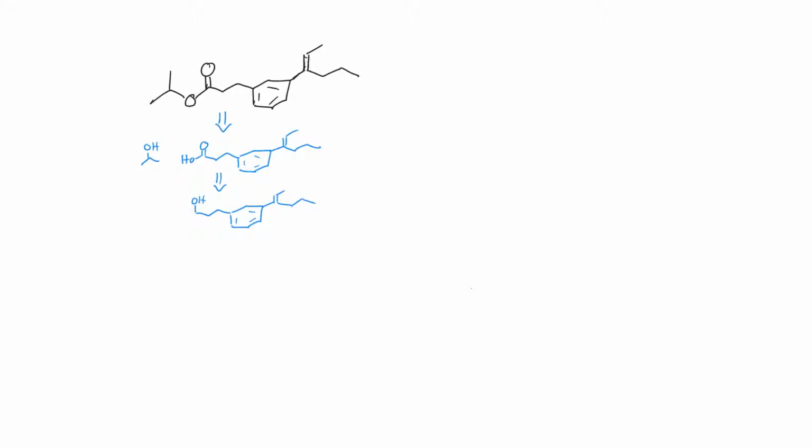How do I get to this alcohol? Well, I could add 3 carbons, but I don't really know how to get 3 carbons added to the ring with an alcohol on the last carbon. I do know how to add 2 carbons to the ring with an alcohol on the last carbon, or 1 carbon with an alcohol. So let's think about that.